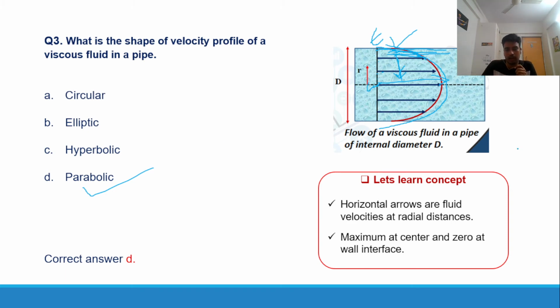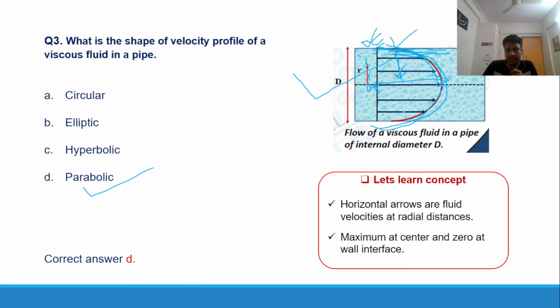So that's how you know why this is a parabolic shape, because the velocity here is 0. Here it will be 0.1, here it will be 0.2, here it will be 0.4, here it will be 0.8. So this is increasing exponentially or parabolically, you can say. And similarly, it will decrease like this. So that's why it is.